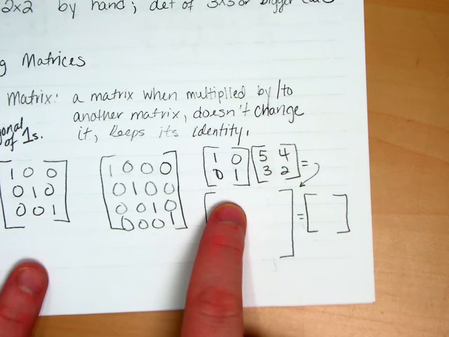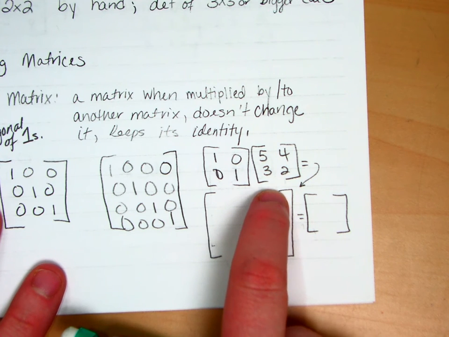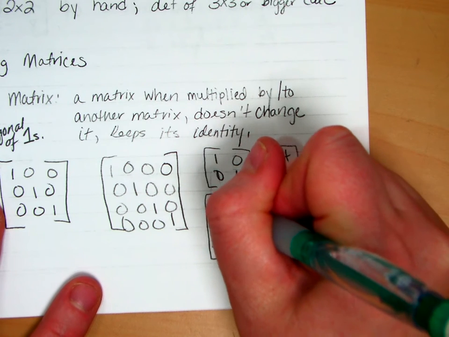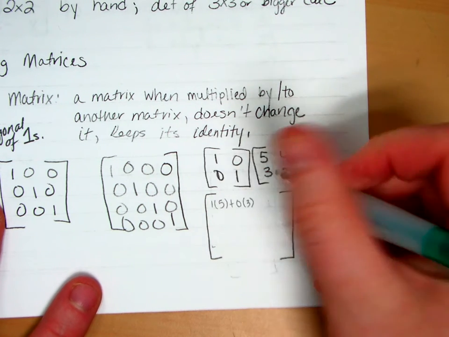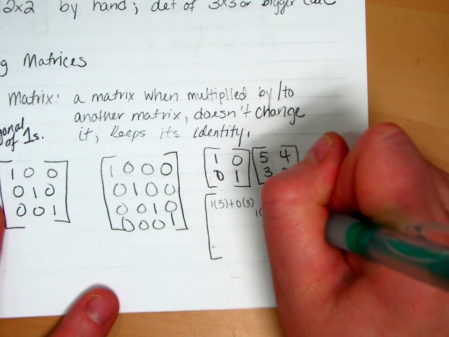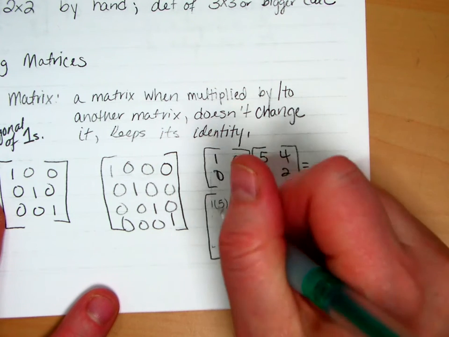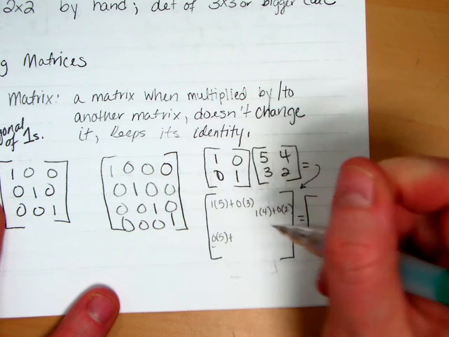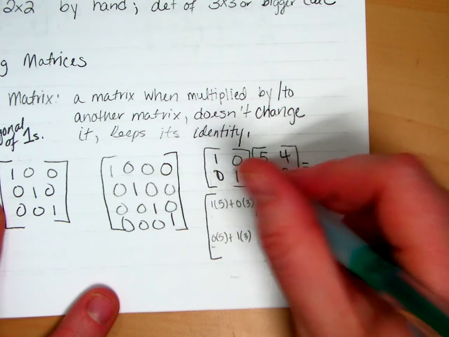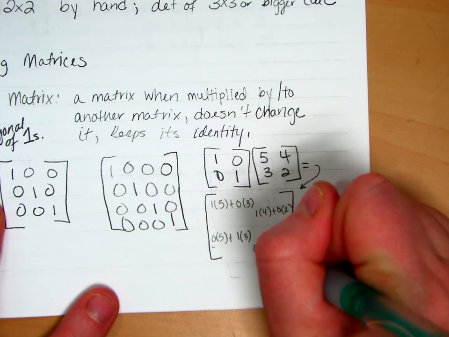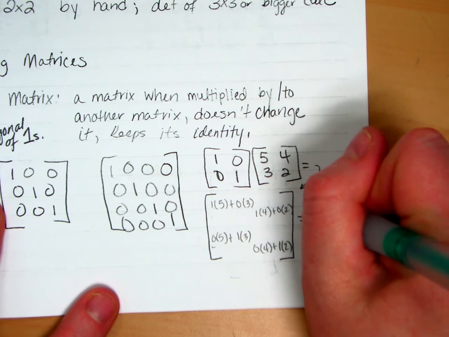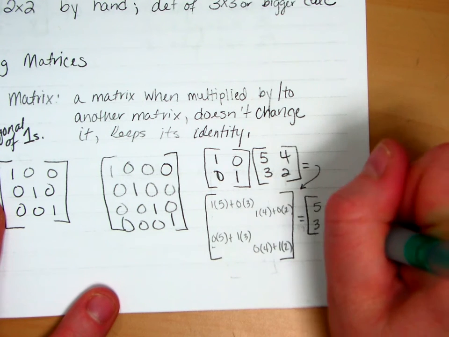So what we're going to do is prove that the identity times this matrix is equal to itself. Row times column, so 1 times 5 plus 0 times 3. This one is going to be 1 times 4 plus 0 times 2. This one will be 0 times 5 plus 1 times 3. And this element down here, row 2, 0 times 4 plus 1 times 2. Simplify this out. This is 5, 4, 3, 2.